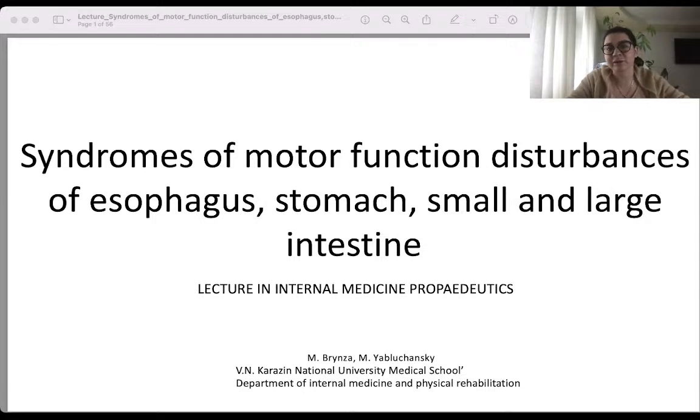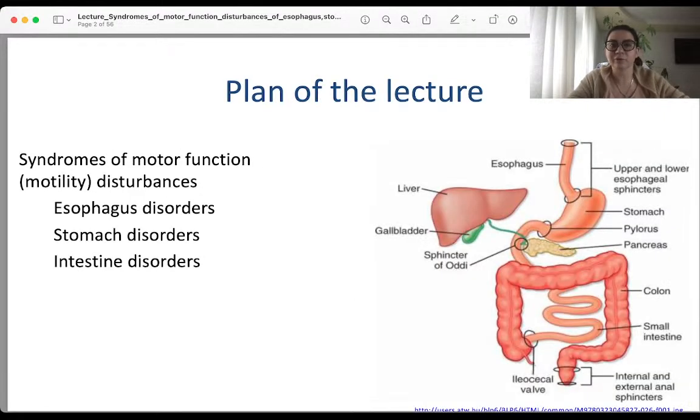And I remind you that my name is Dr. Maria Brinza. I'm a head of Department of Propaedeutics of Internal Medicine and Physical Rehabilitation. Let's start our work for today. Plan of our today's lecture.